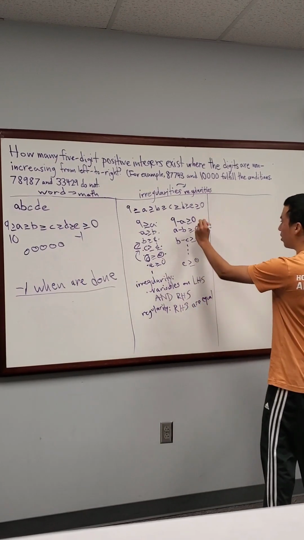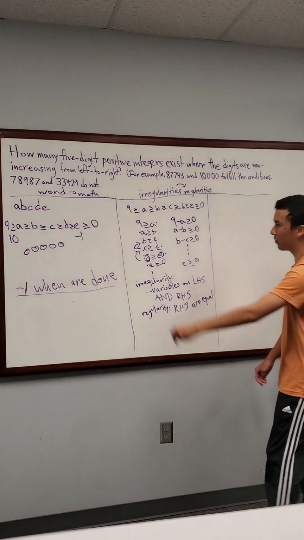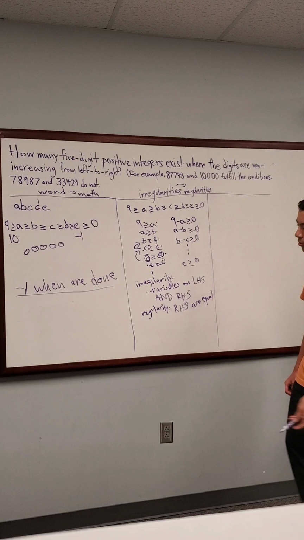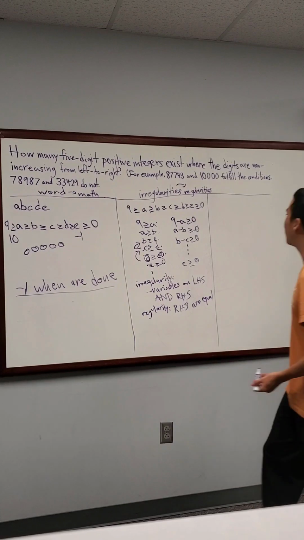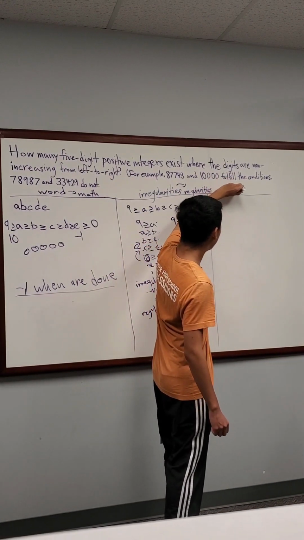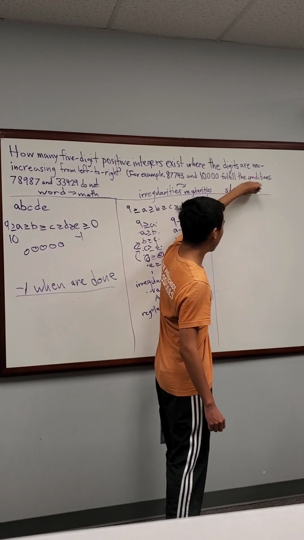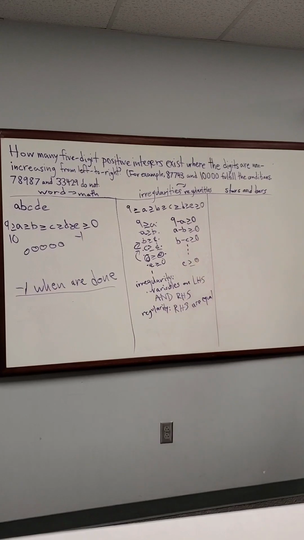So you can see here, all of these are going to be equal to 0, right? So first step, word goes to math. We need to keep track of this. And then irregularities go to regularities. And our last step is going to be stars and bars. Actually, since I'm left-handed, I'm just moving to this side. Okay, so we have stars and bars.